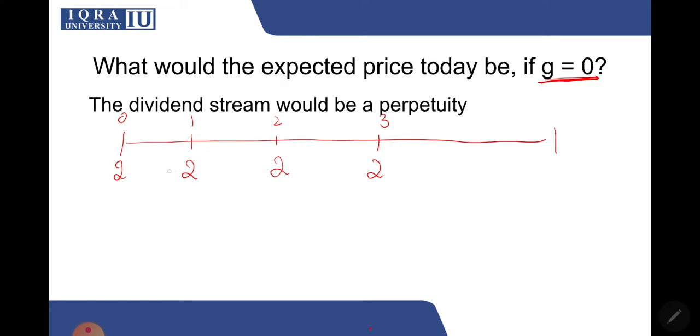Now if you look at the cash flow type, now this cash flow will also go till infinity because you're dealing with stocks over here. This cash flow is actually a perpetuity.